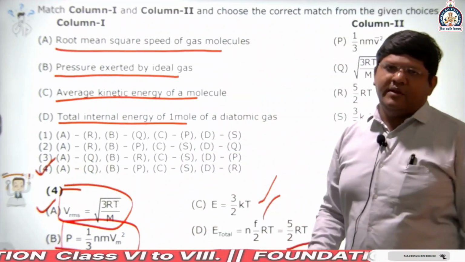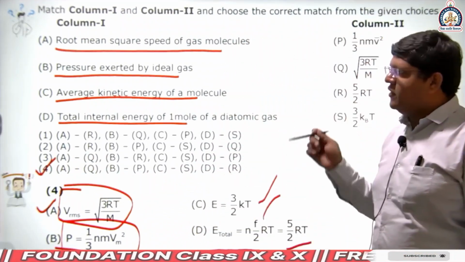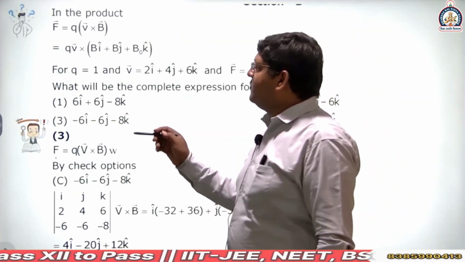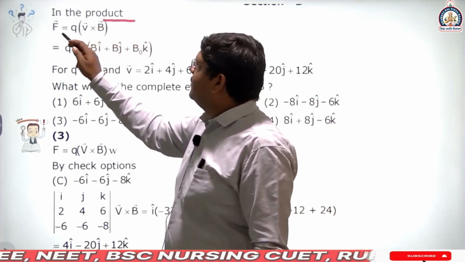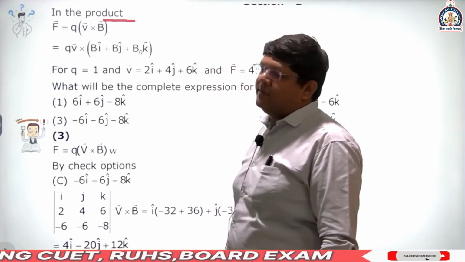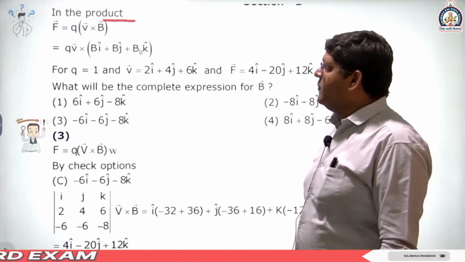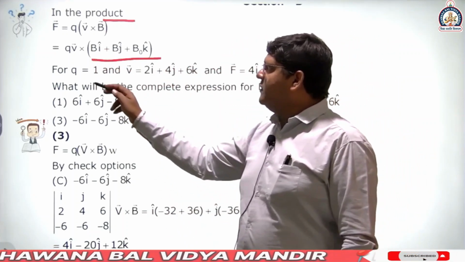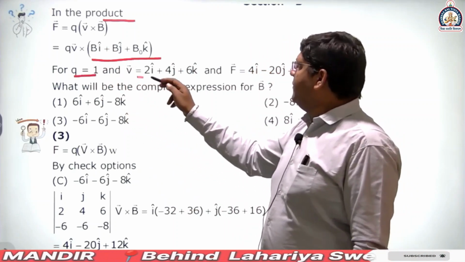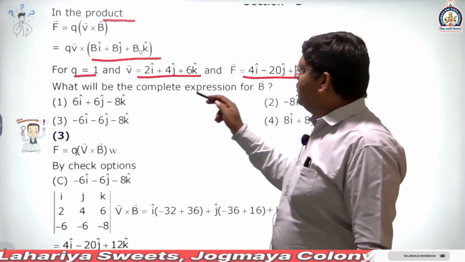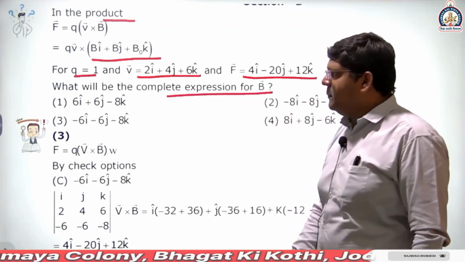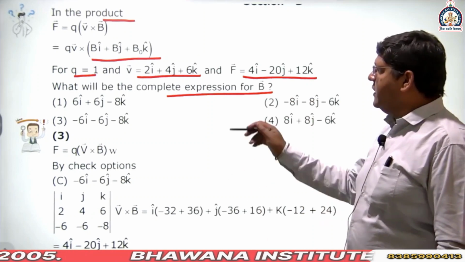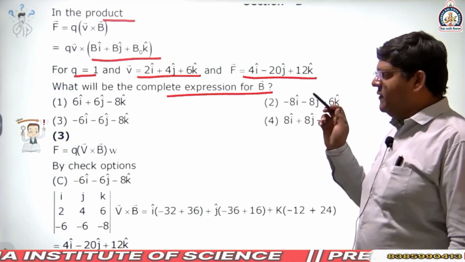This is simply a numerical question based on the application of formulas. Now moving to the next part. The question says F equals q v cross B, this is nothing but the magnetic force. The question says if q is equal to 1 and v is this and F is this, what will be the complete expression for B? We have to calculate the value of magnetic field B. We have to find in which option the correct answer is given.